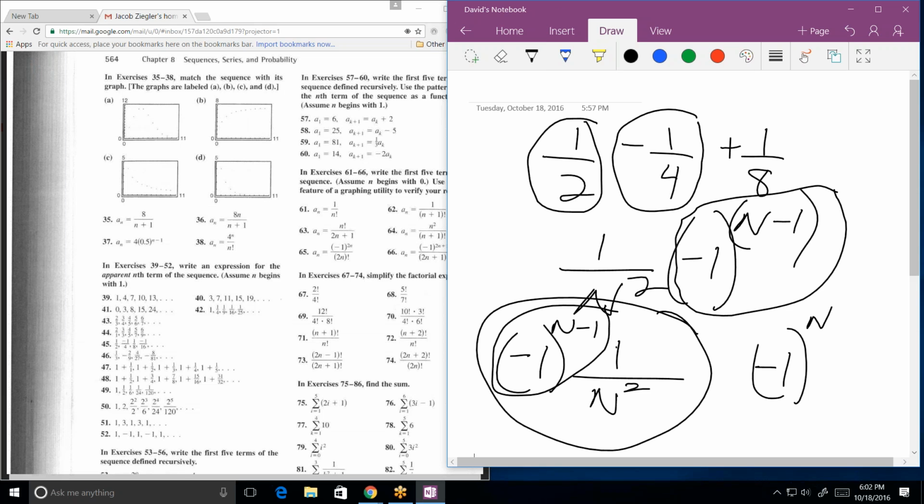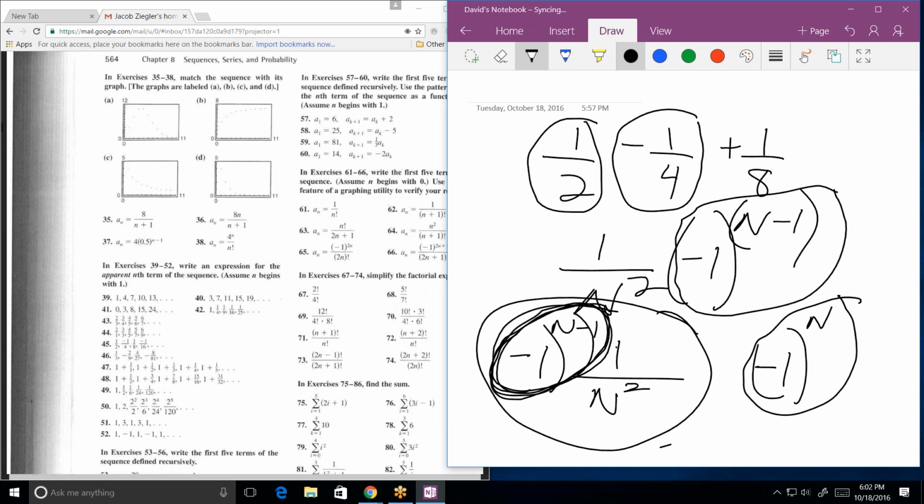The tough part is this part here, the -1 to the n minus 1. That is always going to be in any alternating series that begins with a positive term. This is going to be in any alternating series that begins with a negative term.